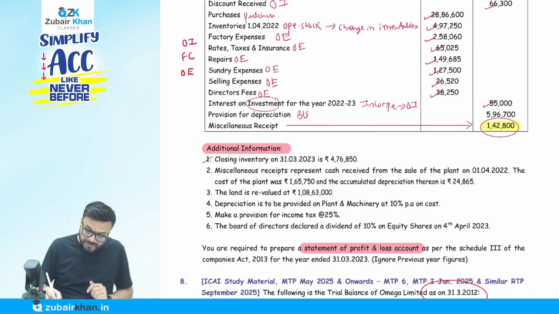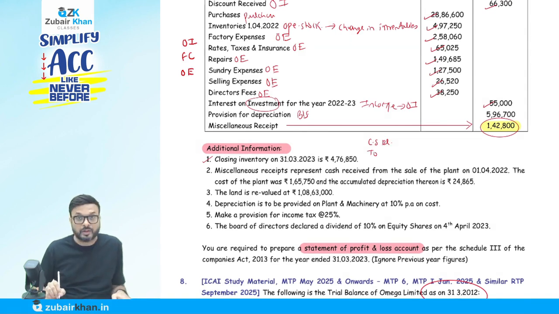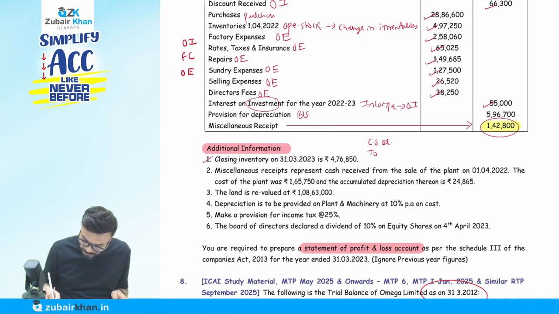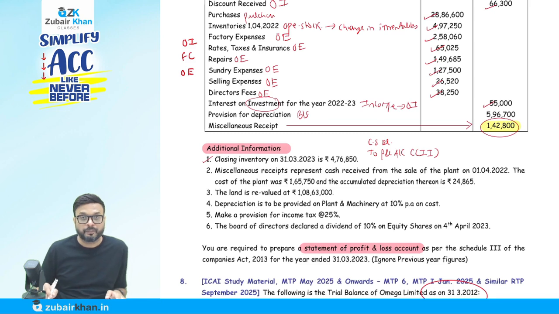4,76,850. So the closing stock account will be debited here. That will come in the balance sheet, and we'll write it down here in profit and loss. Basically, we write it down in change in inventory. So when I say profit and loss account, it is basically deducted from change in inventory.